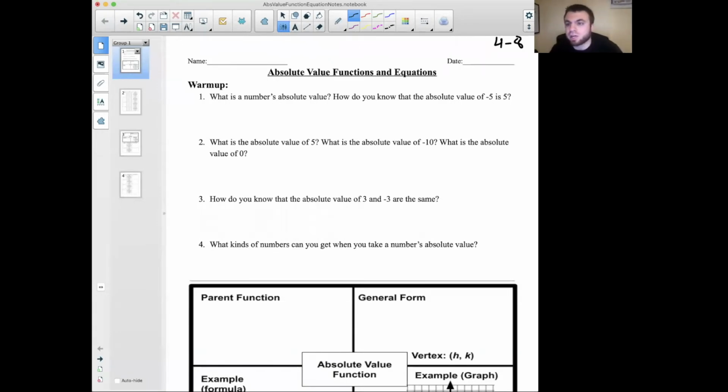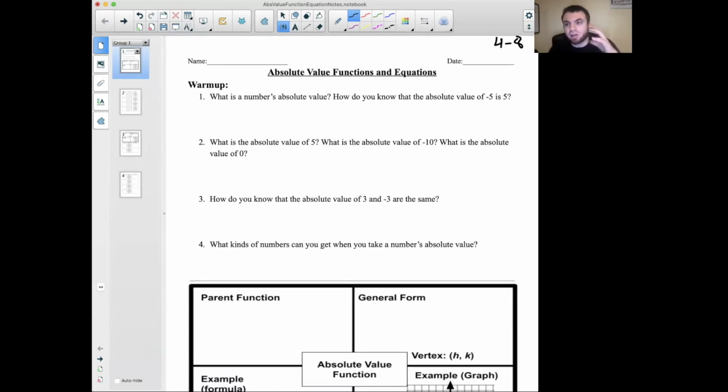It is Mr. Murray coming to you with a video on absolute value functions and equations. And I thought I would record this through Zoom so you could see me and you could also see the work at the same time. So in this video, I'm going to walk through what is an absolute value function, and a couple of example graphs.